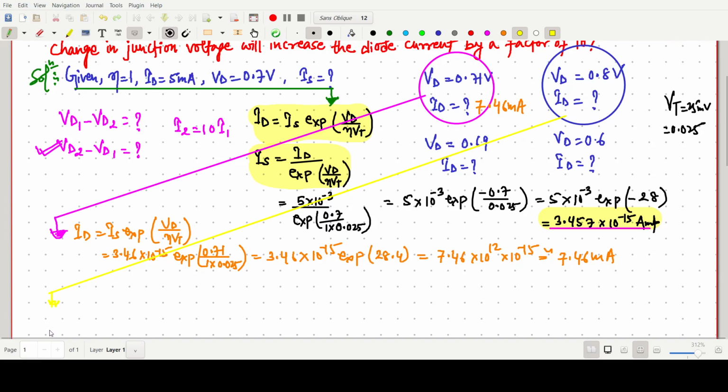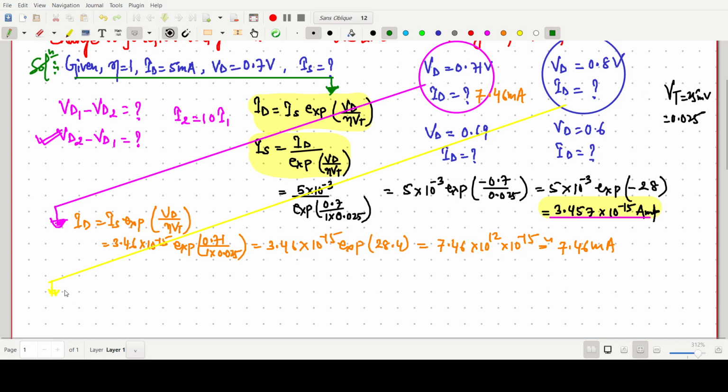For this one we again have to start with the same expression, ID equals to this. I am not writing this expression again: IS, 3.46 into 10 to the power minus 15 exp. Okay, Vd value is given 0.811 into 0.025. Then if we solve this one, we get some numerical value. We have to calculate it, so I have already calculated. For this one, finally what we will get is 273.21 milliampere. This one is a simple calculation, so you have to do it. So this one is the second part of this question.